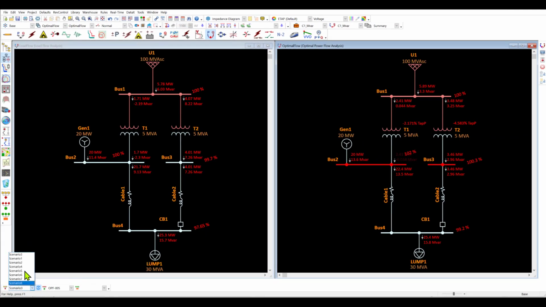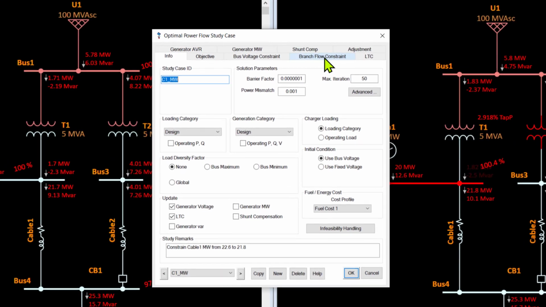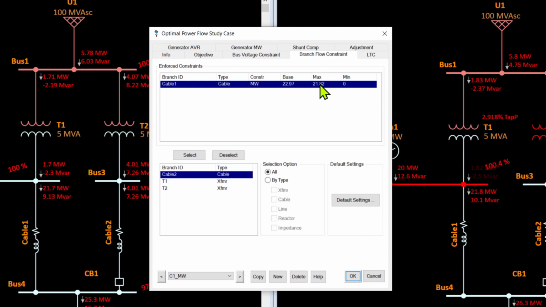And finally, we can also see another type of constraint on this cable which is based on megawatt. So here we can see that the cable has 21.8 megawatt flow, and that corresponds to our megawatt constraint of 21.82.